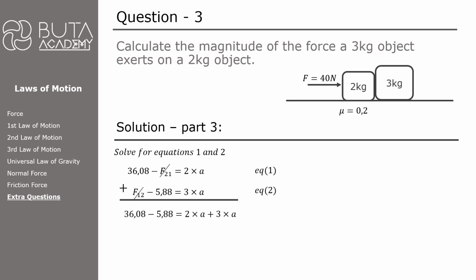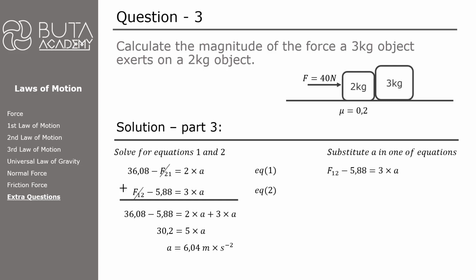36.08 minus 5.88 is equal to 2 times a plus 3 times a. 30.2 is equal to 5 times acceleration, and the acceleration of the system is 6.04 meters per second square. Now we can substitute this result in one of the equations. In the previous question, we used the first equation. For this one, let's use the second.